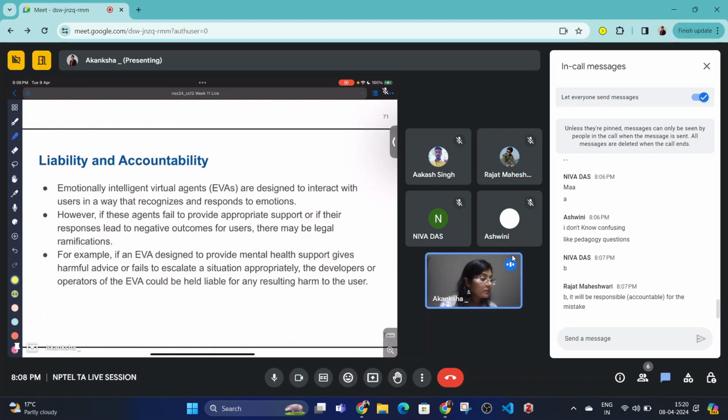So they are designed to interact with users in a way that recognizes and responds to emotion. However, if they fail to provide appropriate support, or if the responses lead to negative outcomes, there may be legal ramifications.